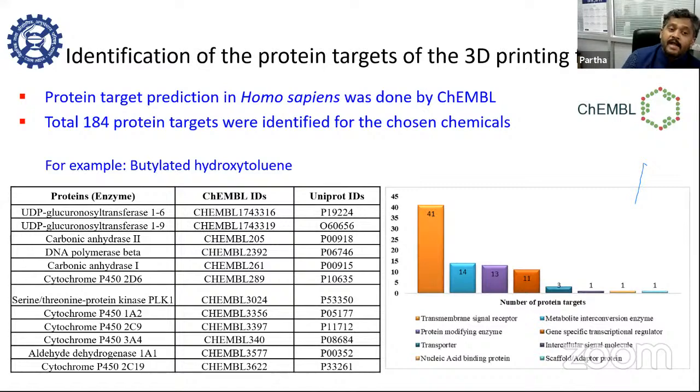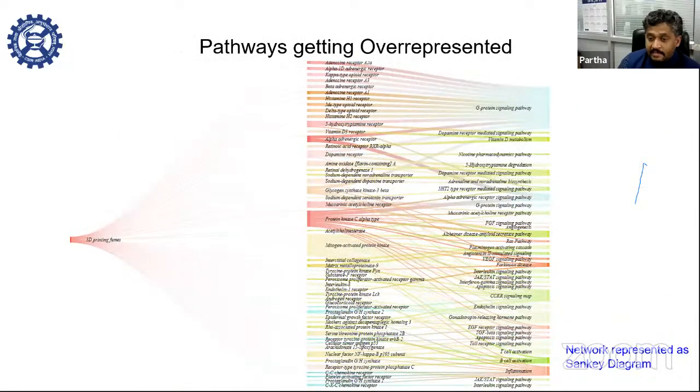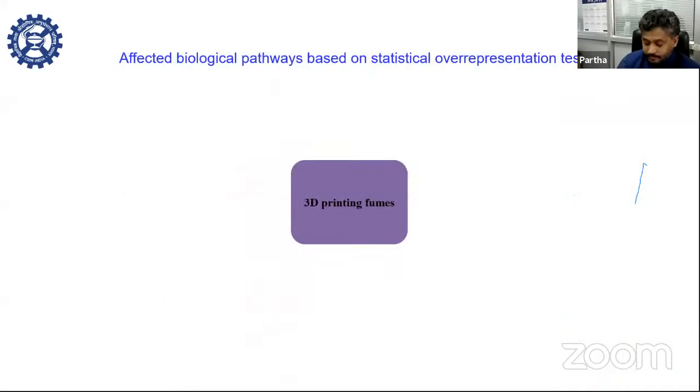So a total of 184 protein targets were identified for these chosen chemicals. Then we did an analysis of where exactly they bind and which pathway they are impacting. So that gives you, oh my God, an idea of what's going on. We need to be very careful. This clearly elucidates that you need to develop safer fibers for usage.